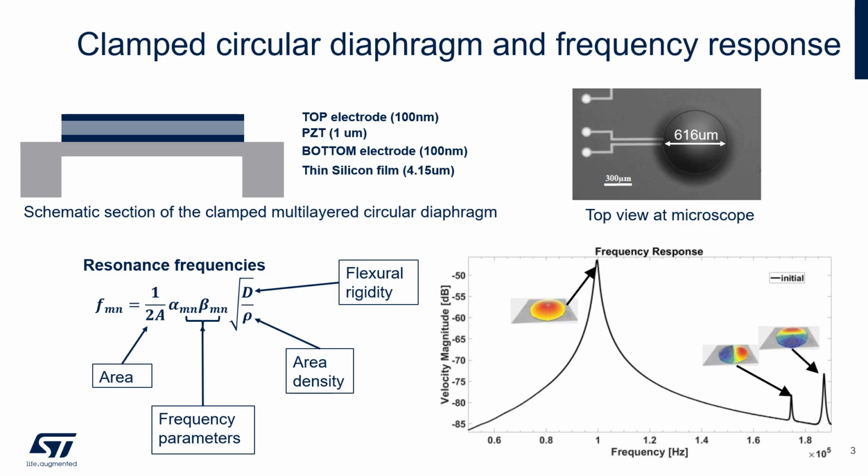Such a membrane shows a vibrational spectrum depending on the characteristic properties of the materials involved in the structure, and we measure the vibrational spectrum by using a laser Doppler vibrometer, and we acquired the spectrum of the first three resonant modes.